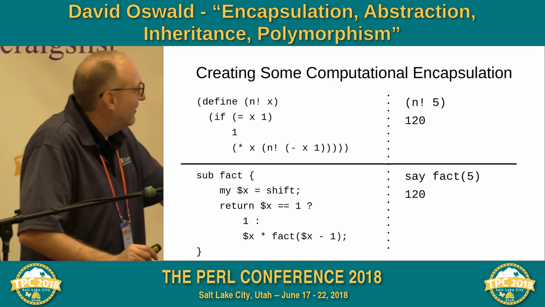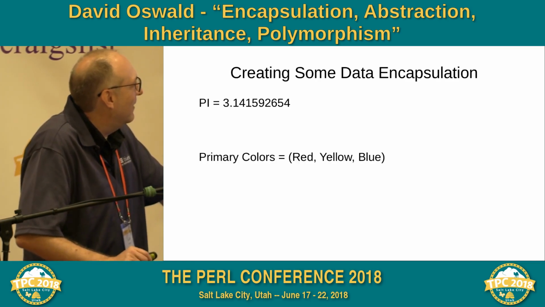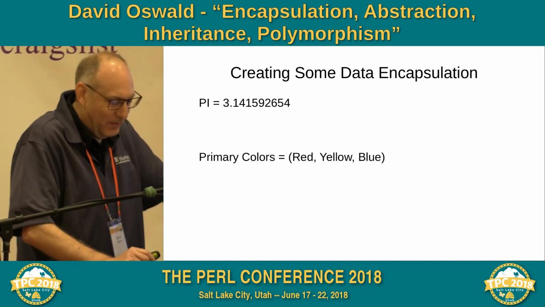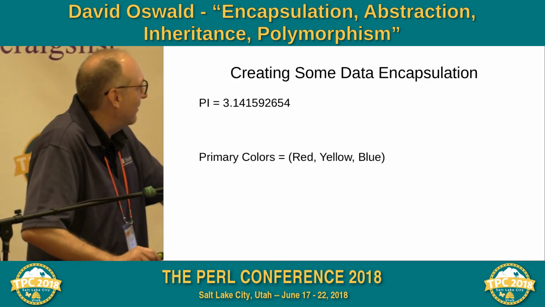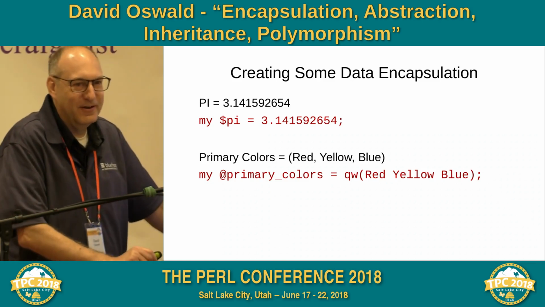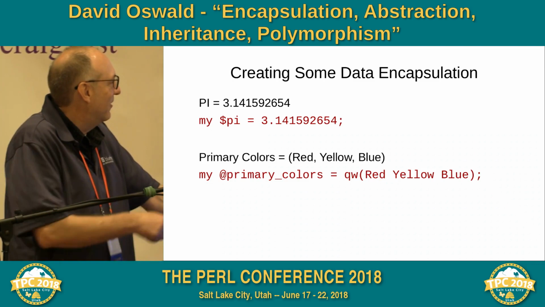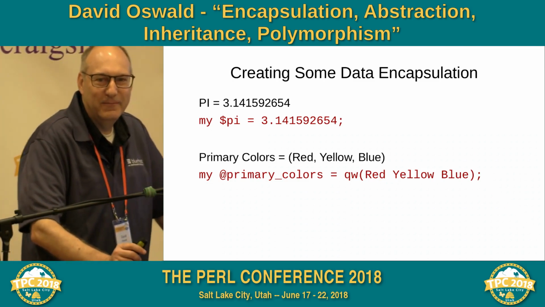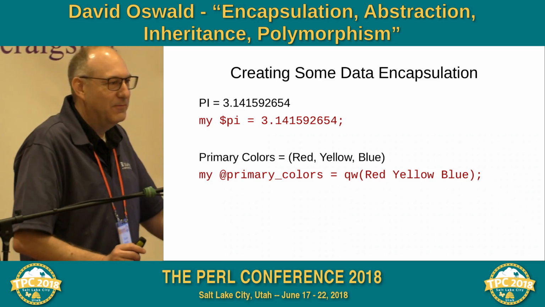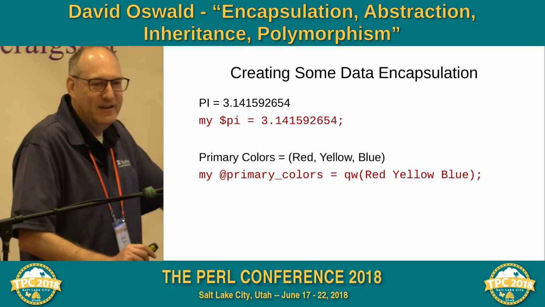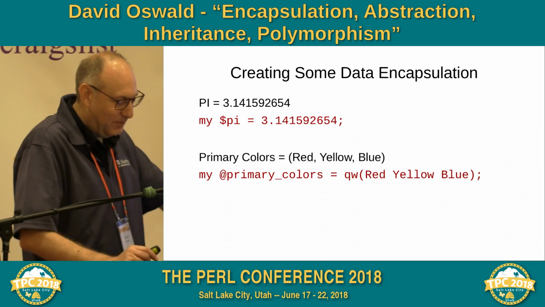There are other things that we can encapsulate. We might encapsulate pi as just a variable. We might encapsulate primary colors, red, yellow, blue, giving them a label of primary colors. So in Perl, that might look like my pi equals 3.141592654, and we might say my primary colors as an array equals, quote word, red, yellow, and blue. So these are just ways that we use substitution to encapsulate ideas and concepts so we don't have to keep thinking about them.